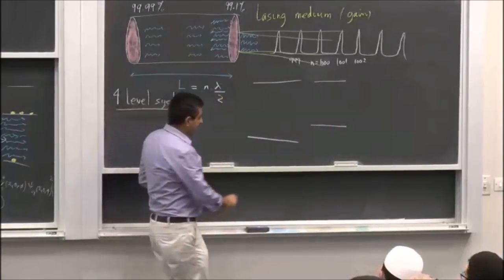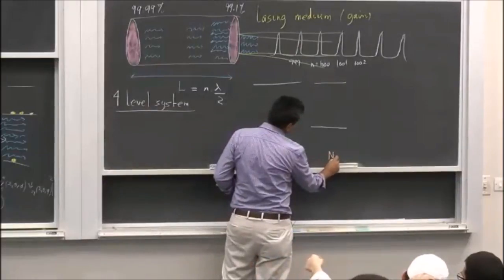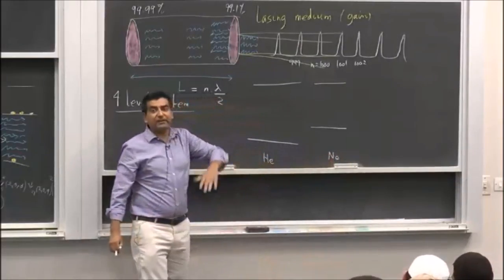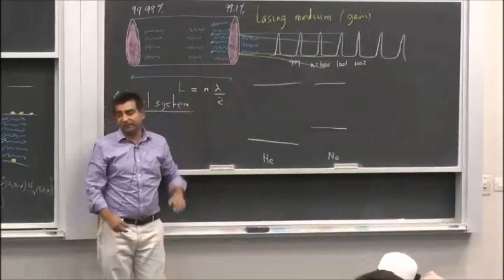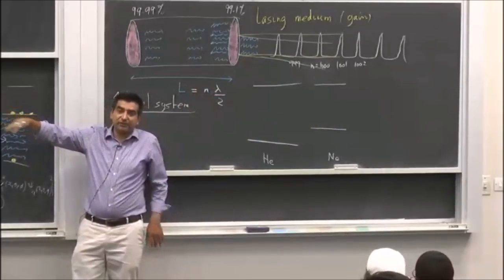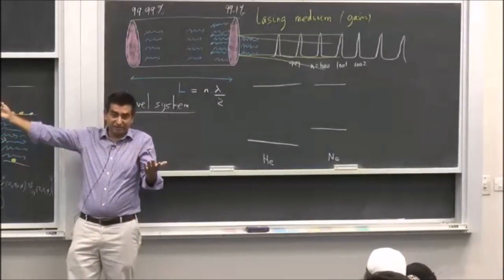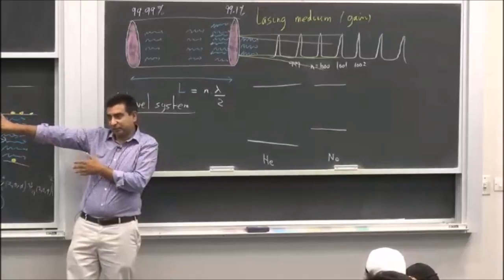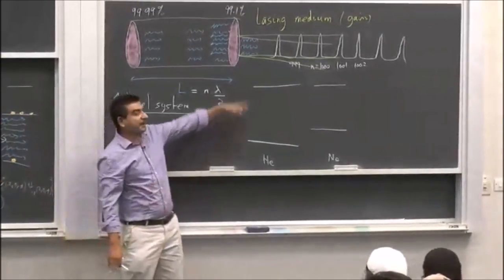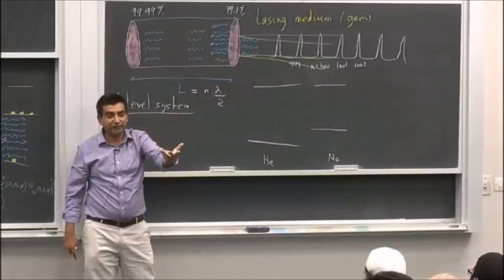So this is helium, this is neon. Helium will have a large number of energy levels. Ruby will have a large number of energy levels, but the relevant energy levels for the lasing operation are these 3. There will be many energy levels, but the relevant ones are those 3. In helium, there are many energy levels.